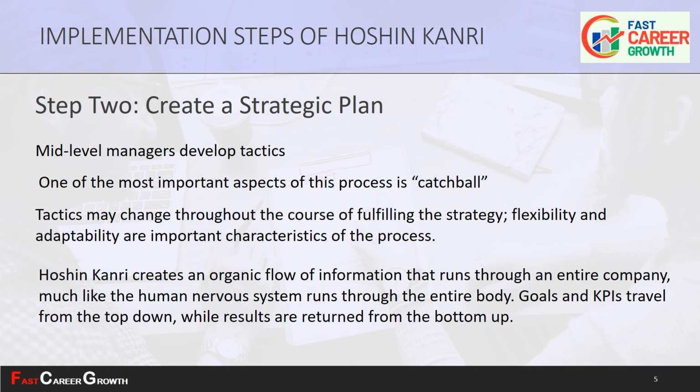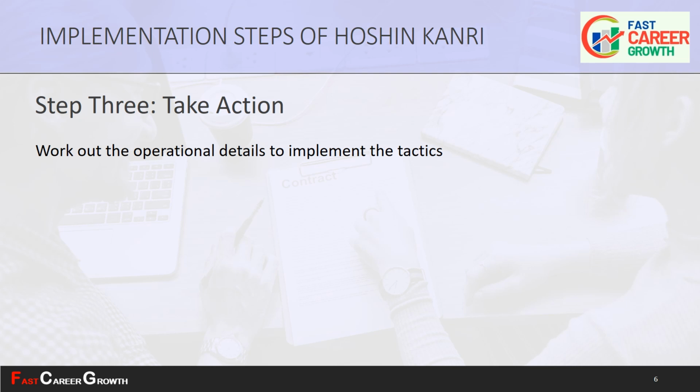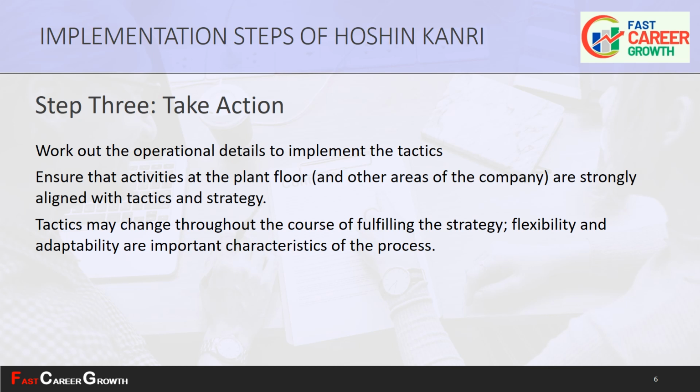Step 3. Take action. At the plant floor level, supervisors and team leaders work out the operational details to implement the tactics as laid out by mid-level managers. Once again, the principle of catch-ball applies to ensure that activities at the plant floor and other areas of the company are strongly aligned with tactics and strategy. This is the level where goals and plans are transformed into results. This is Gemba, the place where real action occurs.